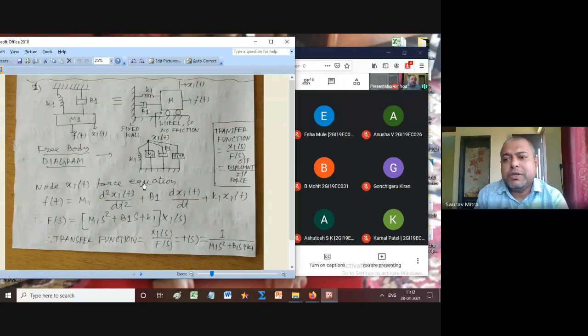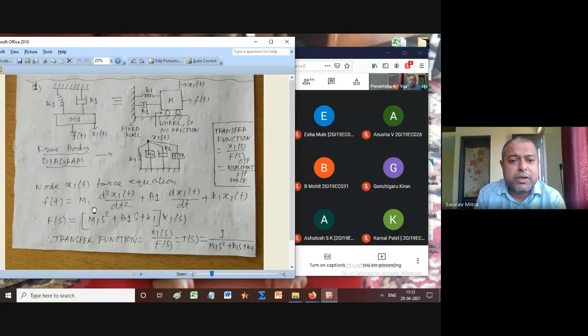Now write the node equation. This is the most difficult part. If you can understand this one line, everything is very easy in this numerical. So what is the input? Here the input force is f(t). In my previous notes, whatever I was showing yesterday, it was capital F(t), but please write small f(t), because this is in the time domain and is a continuous input.